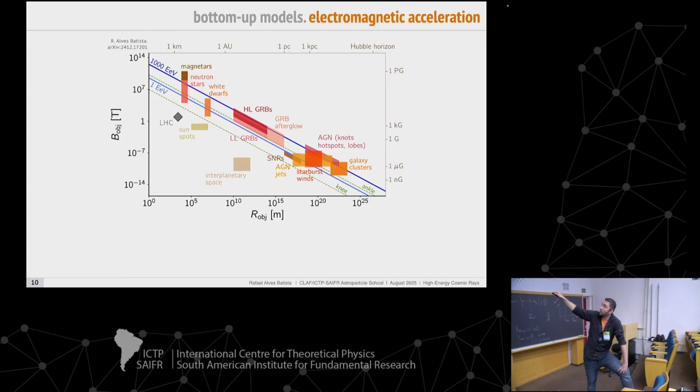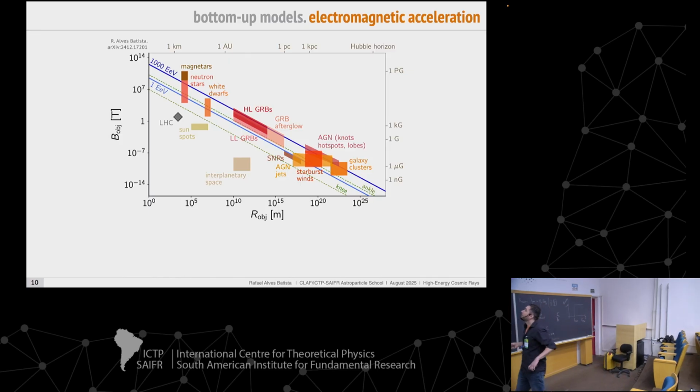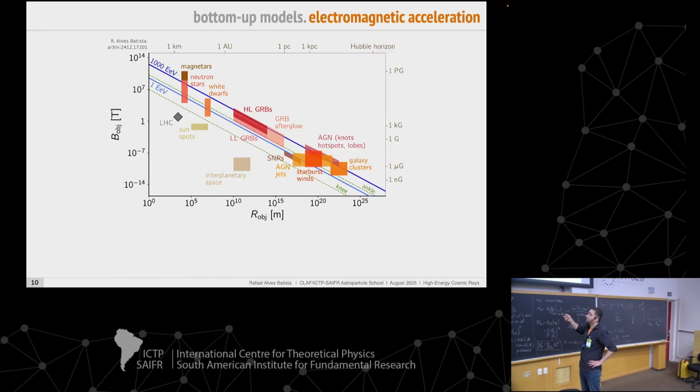What we see is the following. The way to read this plot is the following. If you look at these diagonal lines, each one corresponds to a given energy. For example, this blue one is 10 to the 18 electron volts. If you have a particle with 10 to the 18 electron volts, viable candidates have to lie above this line. The principle underlying this type of plot is very simple. We use it because it tells us to which energy a particle can be accelerated.